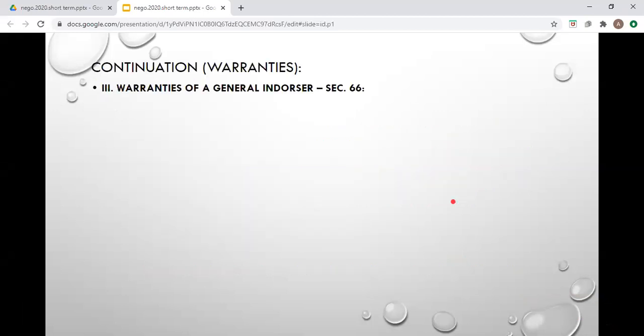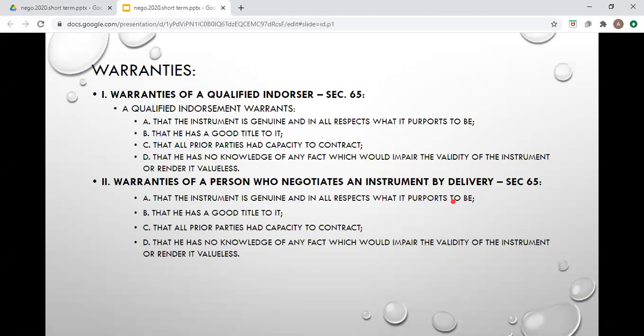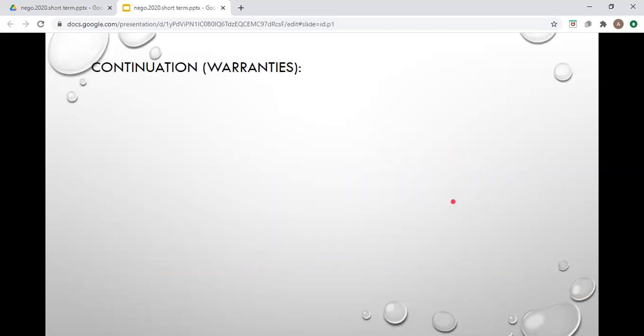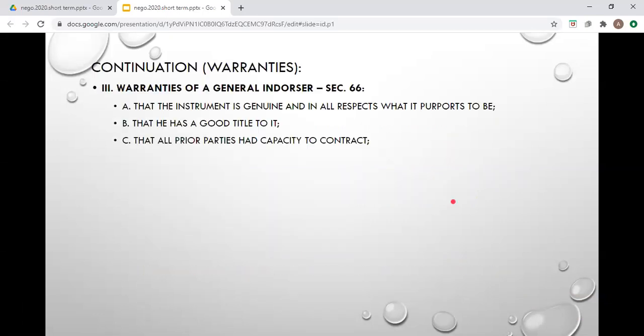Section 66, warranties of a general endorser. Kung makikita ninyo, the first three warranties are actually the same. That the instrument is genuine and respect what it purports to be, that he has good title to it, that all prior parties have the capacity to contract. So pareho lang. And then ito ang pamatay: that the instrument at the time of the endorsement is valid and subsisting.